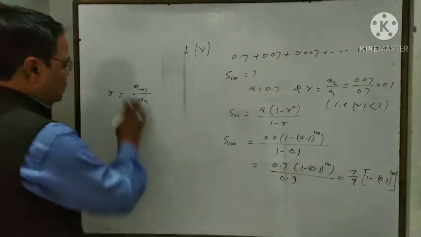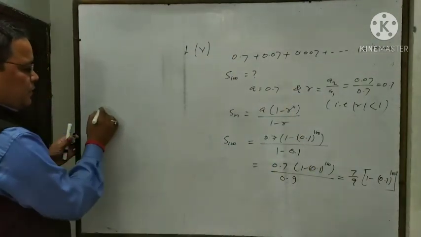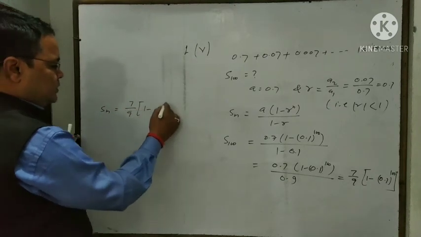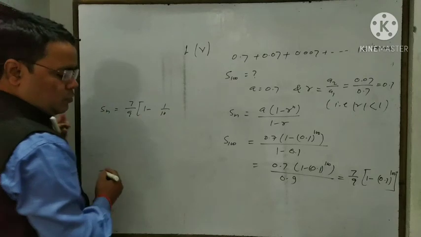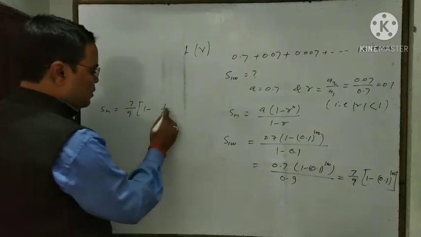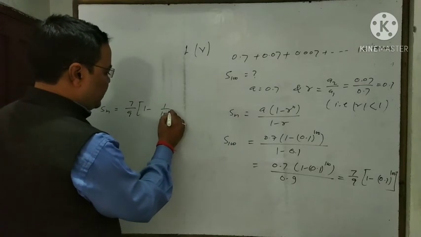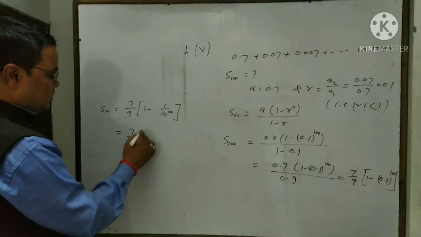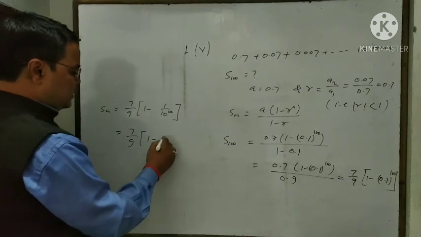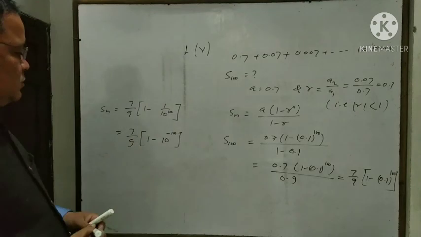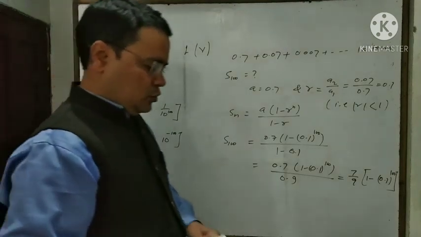Now here Sn is equal to 7 by 9 into 1 minus 1 by 10 raised to the power 100. We can also write this formula in this form: 1 minus 10 raised to the power minus 100. Like this. This will be the answer of the question.